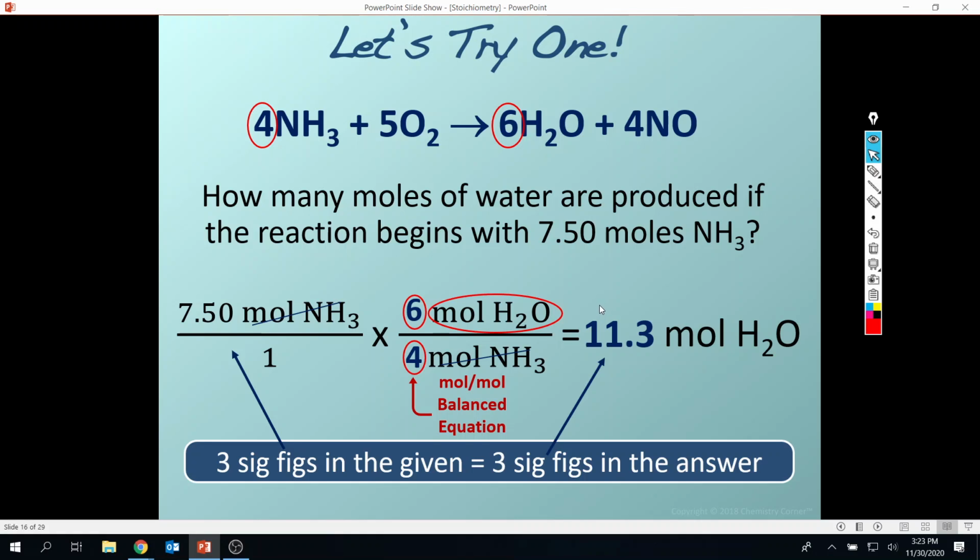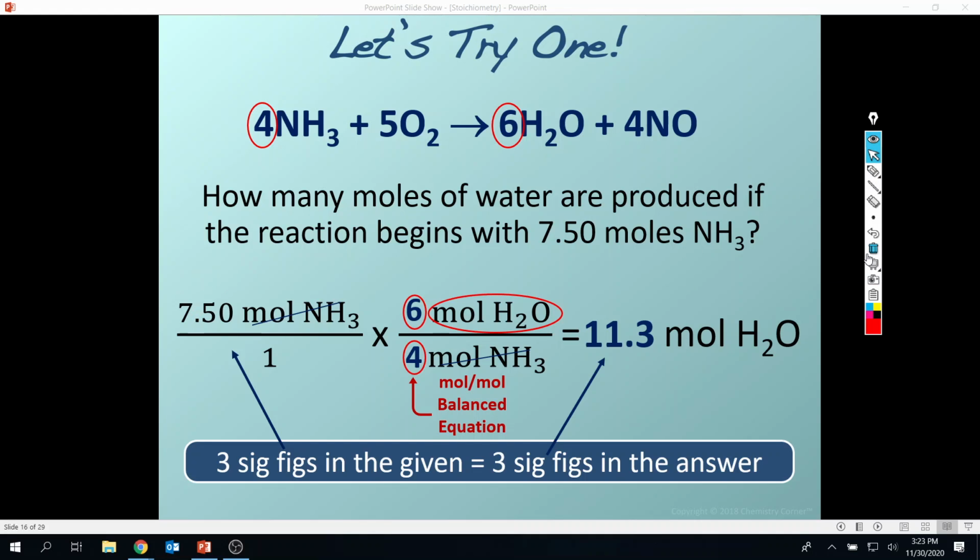What do you think of this? 7.50, this is a non-zero number, and so it is significant. This is a non-zero number, so it is significant. And this is a 0 at the end of a number following a decimal. And so that makes it significant as well. And so there are 1, 2, 3 significant figures. All right? I would encourage you all to review your significant figures rules just so that you can be familiar with those. And if you need help with them, let me know, and we can just spend a couple of minutes going over those one day.